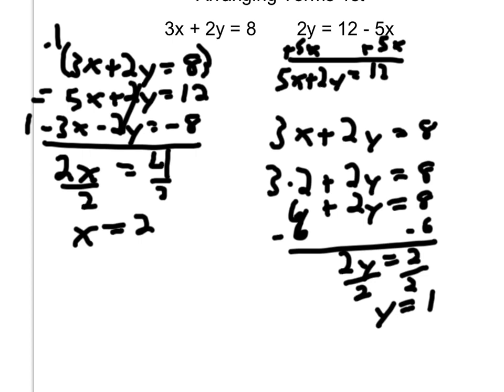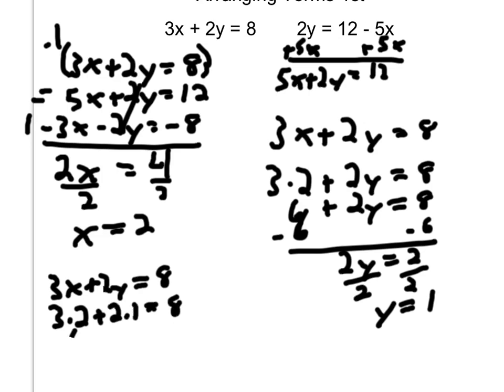Now my job is to check it and see if it works in both equations. So again, 3x plus 2y equals 8. I want to know, does 3 times my x, which is 2, plus 2 times my y, which is 1, equal 8 or not? Well, 3 times 2 is 6, plus 2 times 1 is 2, and 8 equals 8. So it checks out for that one.